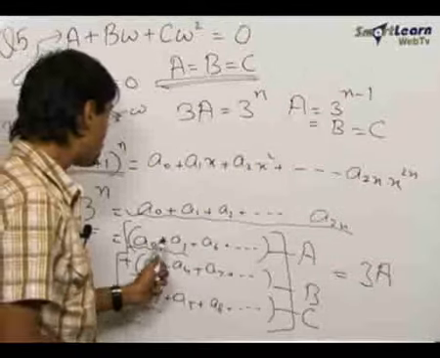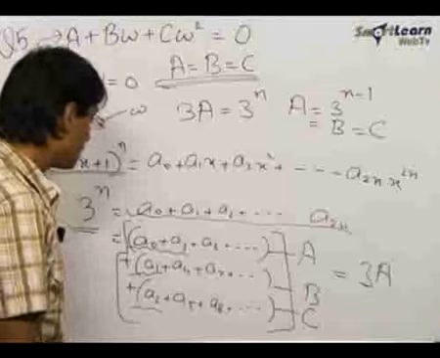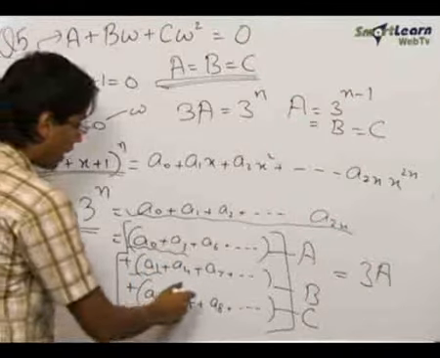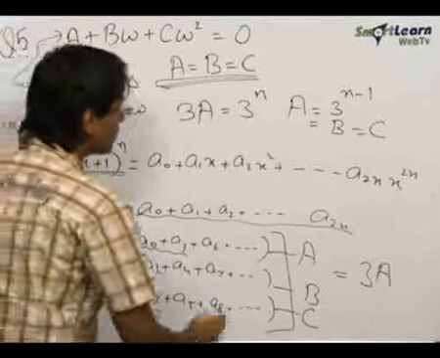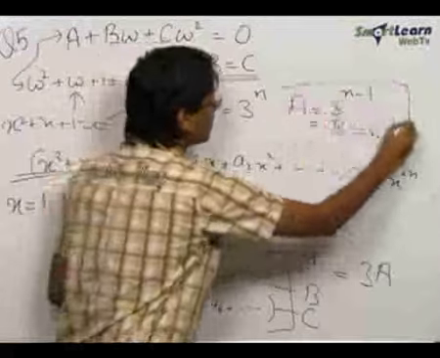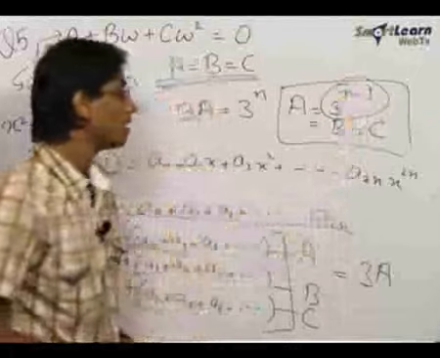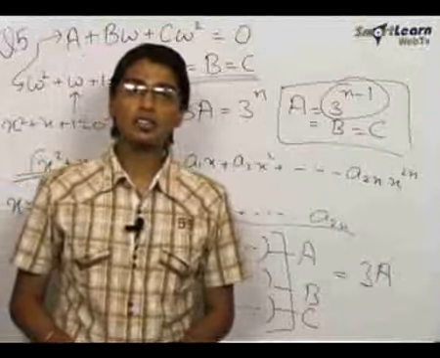Hence we have got a0 plus a3 plus a6 up to the last term is equal to a1 plus a4 plus a7 up to the last term is equal to a2 plus a5 plus a8 up till the last term. These all three sums are equal and each has the value 3^(n-1), which was the desired result to be proved.